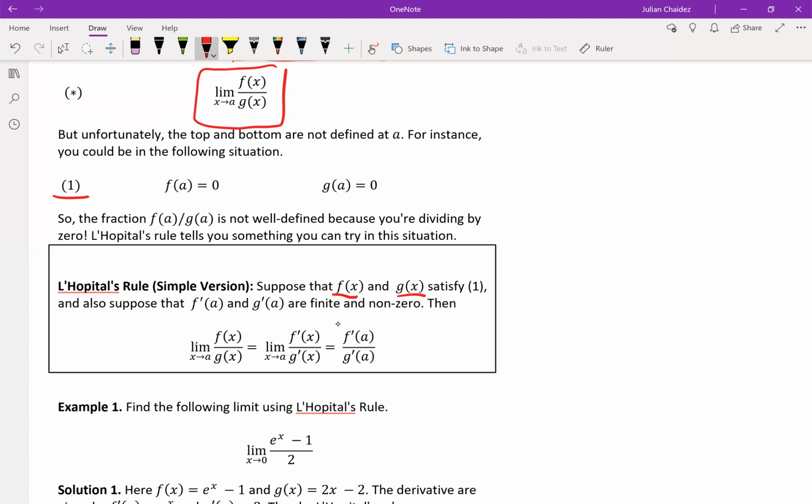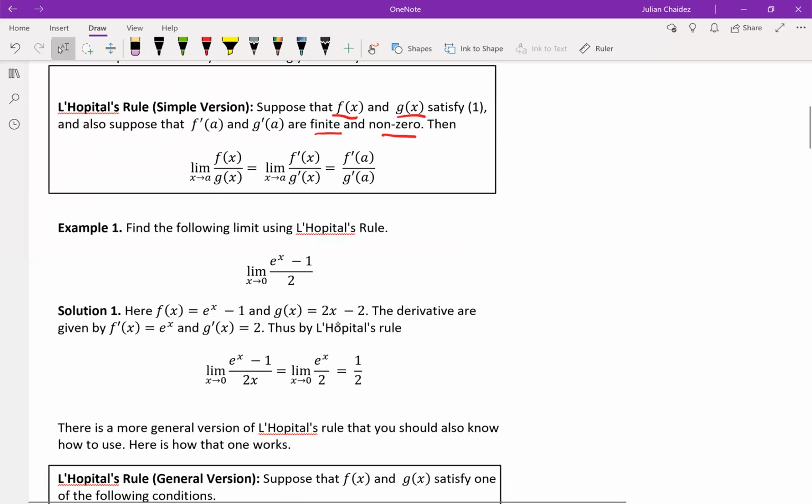Then, because of the hypotheses that f prime of a and g prime of a are finite and non-zero, that limit is just going to be equal to f prime of a divided by g prime of a. So this makes it really straightforward to evaluate limits like this, which is pretty cool. All right, so here's an example of L'Hopital in action.